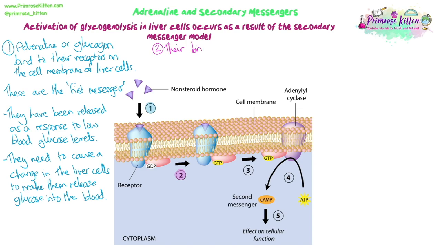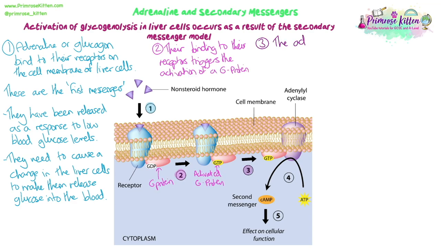So the first thing that happens when they bind to their receptors is that it triggers the activation of something called a G protein. So we're going to take the G protein and activate it. Normally, remember when we talk about activation, we tend to mean adding a phosphate group, which is one of those other uses of ATP, to be able to add a phosphate group to a molecule, and it tends to activate it or increase its energy level.